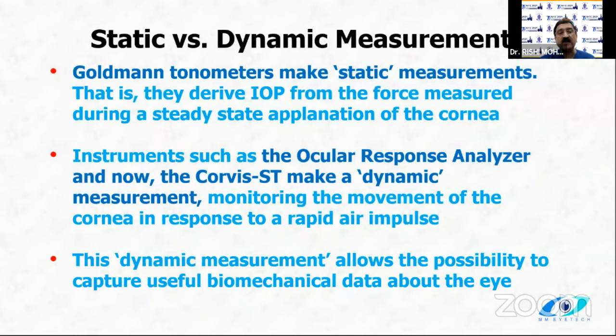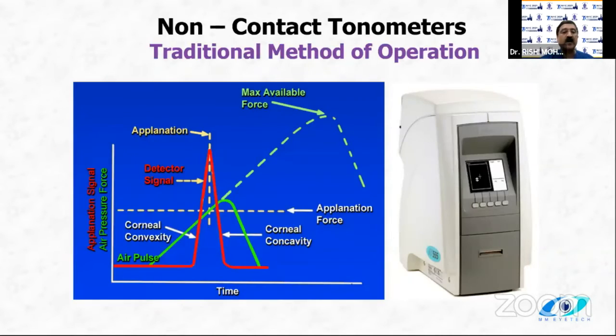So this is the same kind of philosophy and understanding that makes us understand the corneal biomechanics. So if you look at a Goldmann tonometer, it makes static measurements. That is, it keeps increasing the pressure on the cornea till it achieves what we call a static situation of applanation. And it is that steady state applanation that allows us to make the pressure measurement. But the instruments such as the Ocular Response Analyzer, and now, of course, the Corvis ST, make a dynamic measurement wherein we actually measure the entire movement and monitor that.